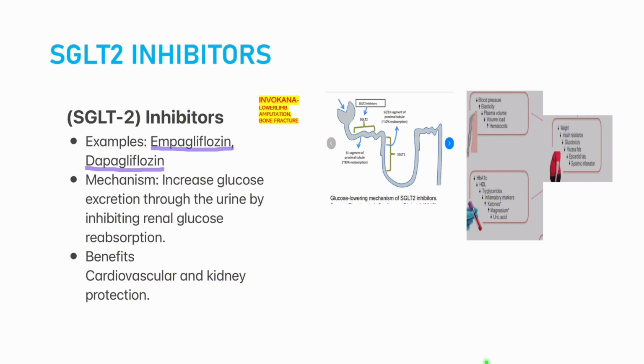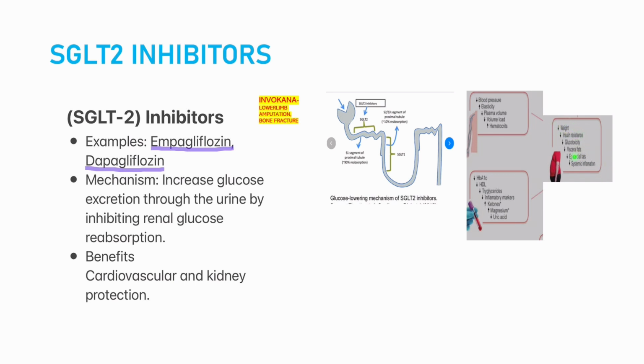So what are the advantages of these medications? It decreases HbA1c, decreases HDL, which is not a good one, but it's not clinically significant when compared to the cardiovascular benefits of this medication. Decrease triglyceride, decrease inflammatory markers, increase ketones, decrease uric acid, and look at here, decrease weight, decrease visceral fat, decrease epicardial fat, decrease systemic infection, and decrease insulin resistance.